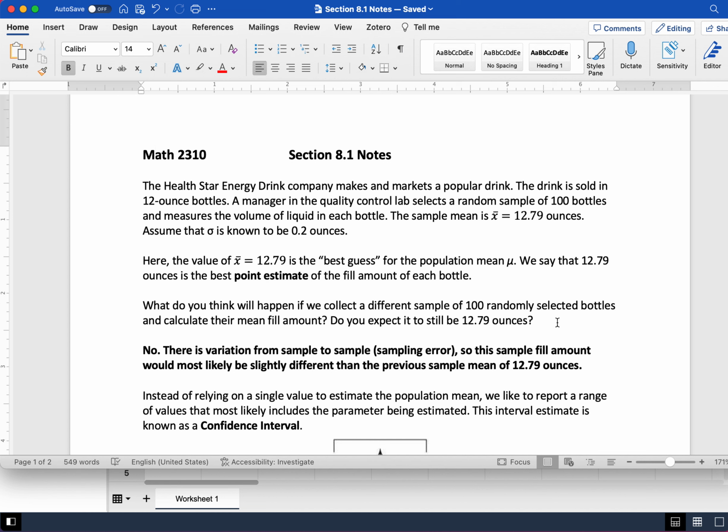If we select a different random sample of a different set of 100 bottles and find their mean fill amount, would we expect it to still be 12.79? Probably not exactly. There is variation between samples, and we talked about this earlier. This is called sampling error, and the term sampling error is a little bit misleading because error makes it sound like it's a mistake that you're making, and it's not a mistake. It's a natural phenomenon that occurs just because we're taking different samples, and we're going to get slightly different values. So we might get 12.6, or we might get 12.85. We're probably going to get slightly different values and not exactly 12.79 each time.